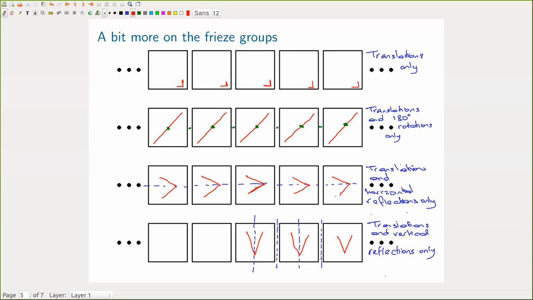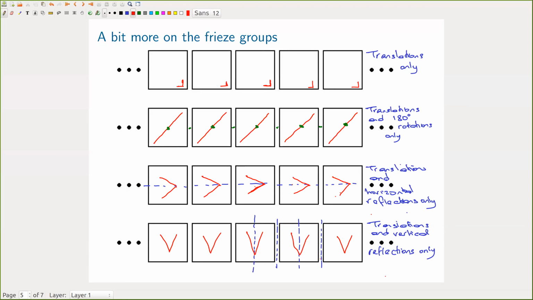And it has all those vertical axes of symmetry. It also has the translations, of course, and it doesn't have any horizontal axes of reflectional symmetry, and it doesn't have any points of rotational symmetry either, because if you rotate this V through 180 degrees, you don't get a shape that looks the same.